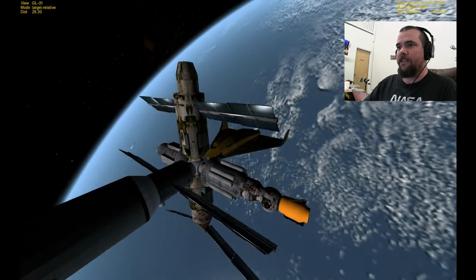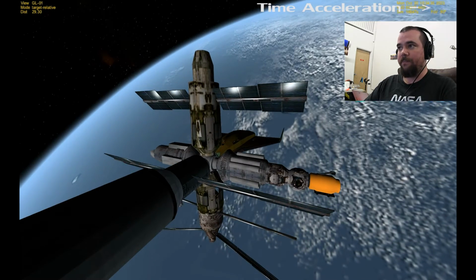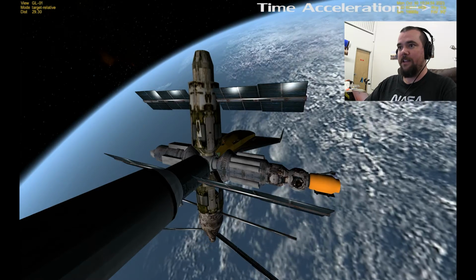Another thing I can do is accelerate time in Orbiter. Let me show you here. Right now I'm at 1x, and I can increase that to 10x or 100x.